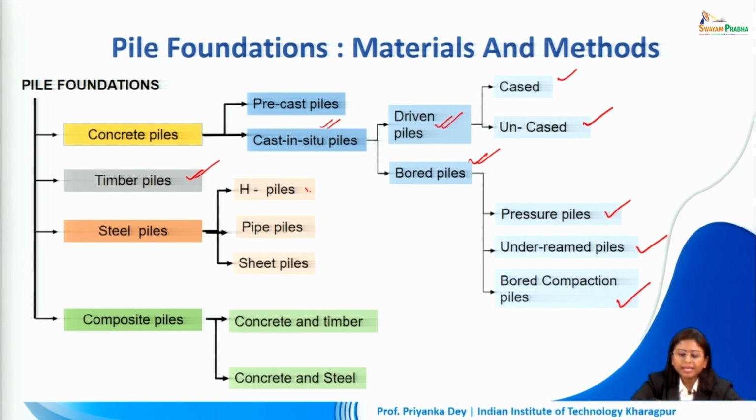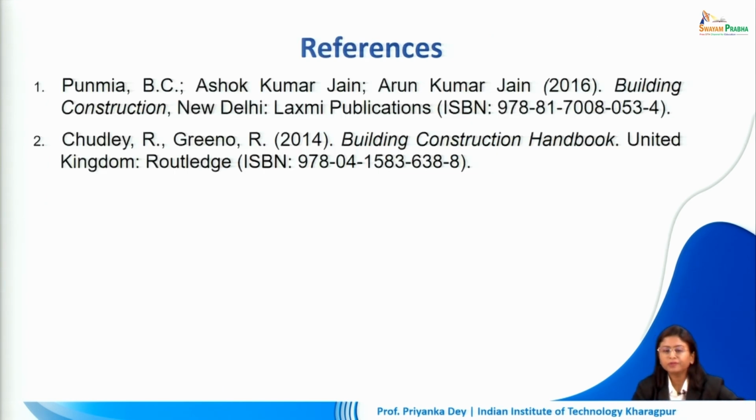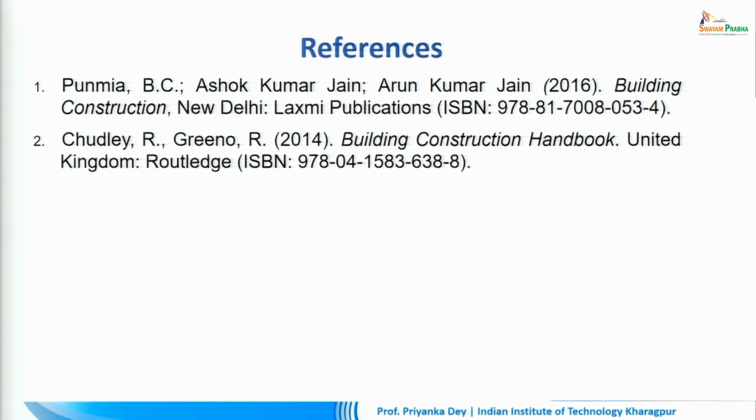Steel piles can be edge pile, pipe pile or sheet pile. And composite piles can be a combination of concrete and timber or concrete and steel. So those were the types of pile foundation that we had learned today. Other than that, we also took a look at cofferdams and caissons. These are the books we can revisit to further study them in detail.